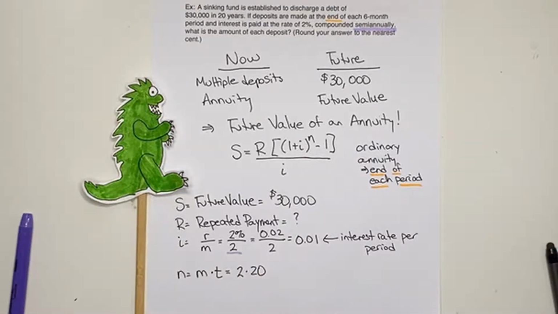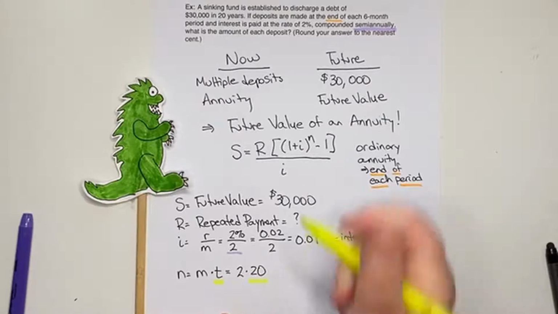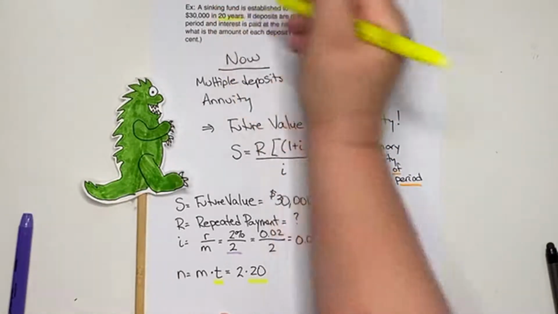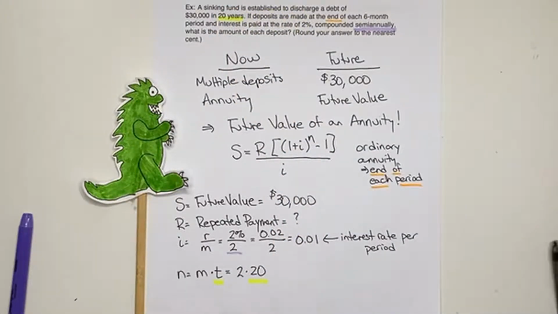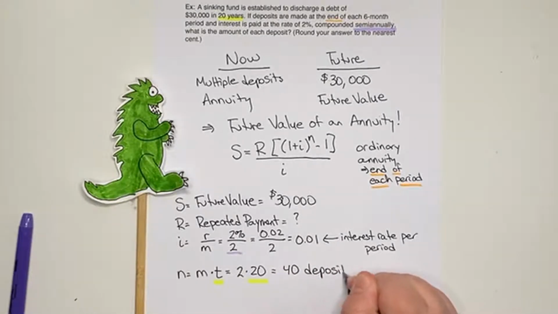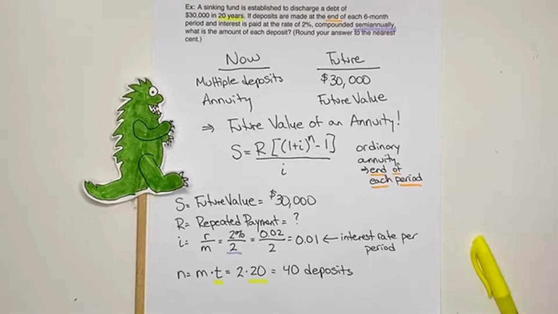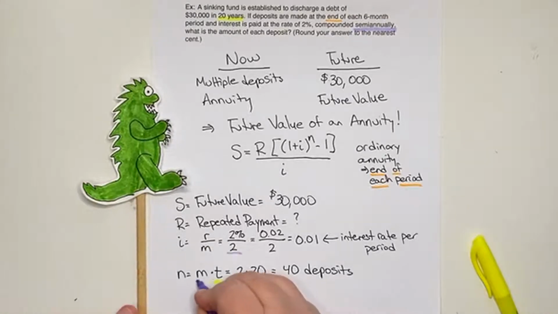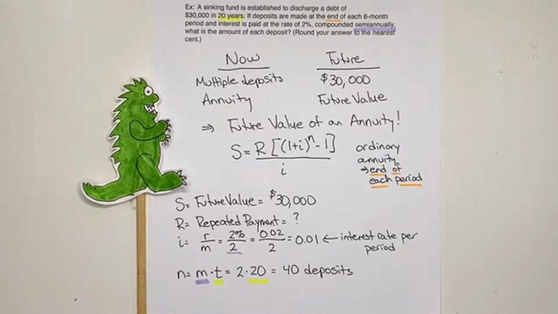Let's see, I've used purple. I've used orange. I can still use yellow. Here's my yellow right there. 20 years means that I'm going to be making 40 deposits. 2 deposits a year for 20 years. Okay, and then M again is purple. And we are all set up.